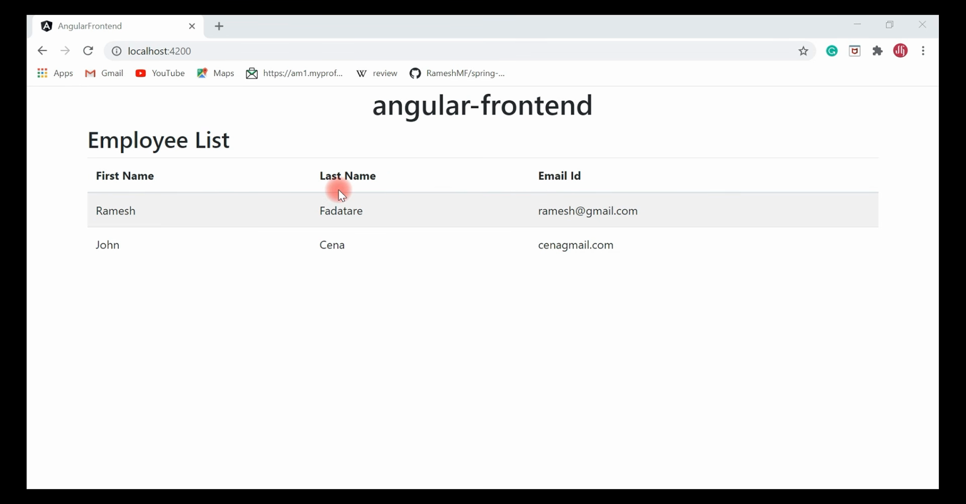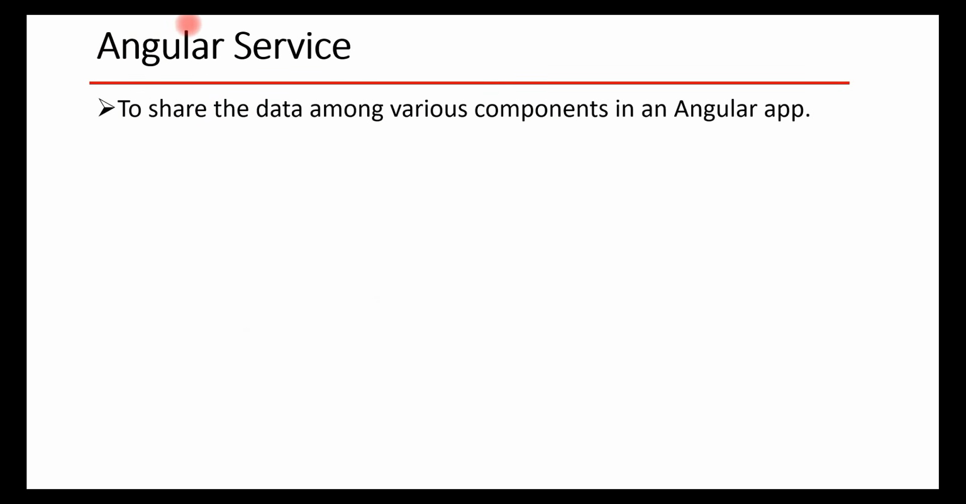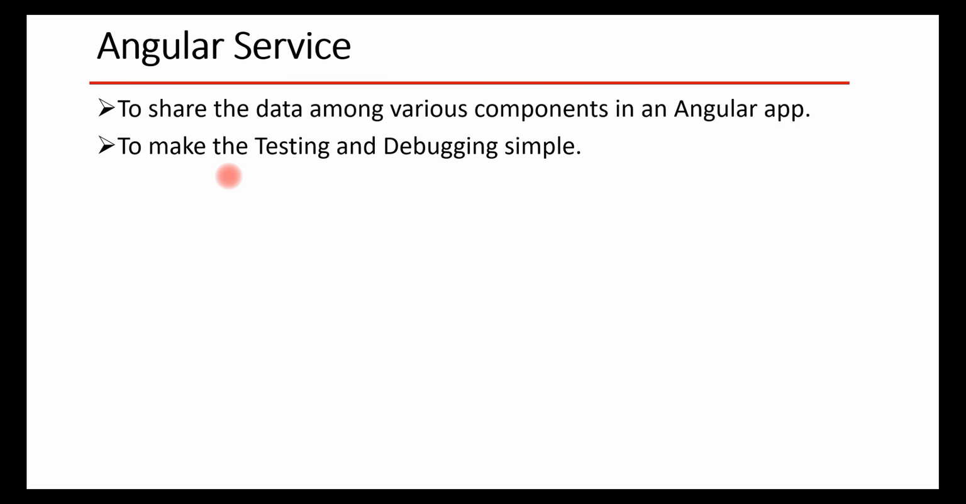Alright, so before implementing an Angular service in our Angular application, let's quickly have an overview of Angular service. We use Angular service to share data among various components in an Angular application. Sometimes we want to write a similar piece of code in various components. So instead of repeating the same code in various components, we can keep common code in an Angular service, and we can inject that Angular service in required components so that we can reuse the same code.